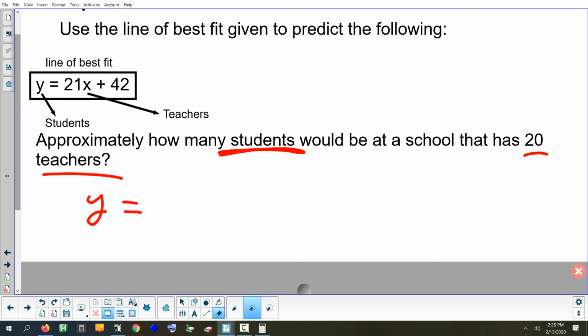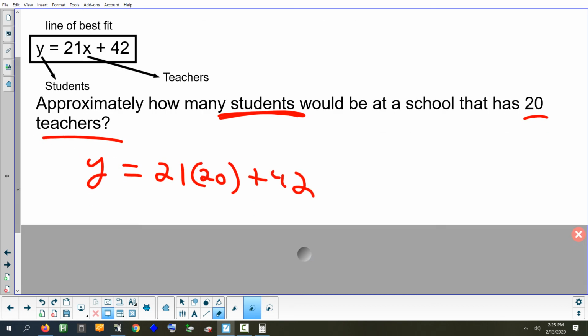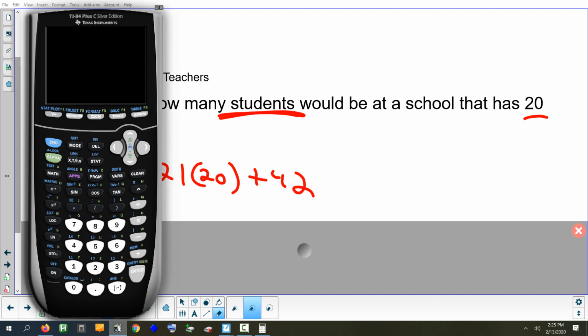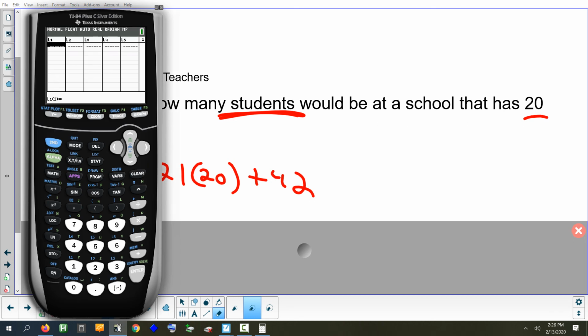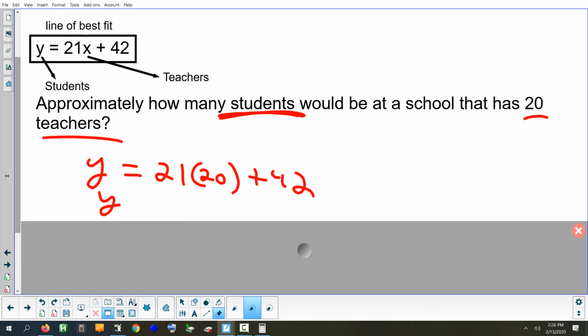So the number of students equals 21 times, how many teachers are we filling in? 20 plus 42. Right. Let's type that in. So I'm going to type in 21 times 20. 420. And what am I supposed to add to it? 42. So that's about 462 students.